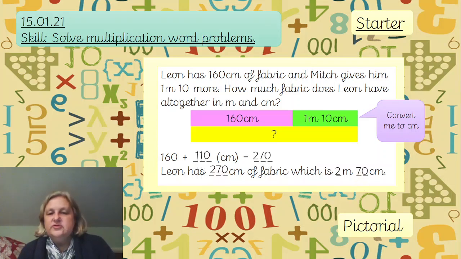So we've got 160 and 110. 1 metre 10 is 1 metre, which is 100 centimetres, that's your key fact there, plus the 10 is 110 centimetres. Then you have to convert it back when you get to your final answer of 270 centimetres. Convert it to 2 metres 70 because 270 centimetres equals 2 metres 70.